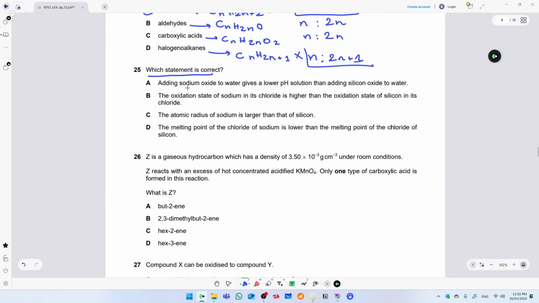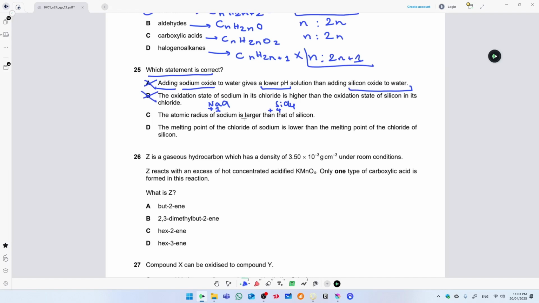Which statement is correct? Adding sodium oxide to water gives a lower pH solution than adding silicon oxide to water. So a lower pH means more acidic, which is wrong because sodium oxide is very basic. The oxidation state of sodium in its chloride is higher than the oxidation state of silicon in its chloride. So NaCl, SiCl4, here it's plus 1, here it's plus 4. So B is wrong.